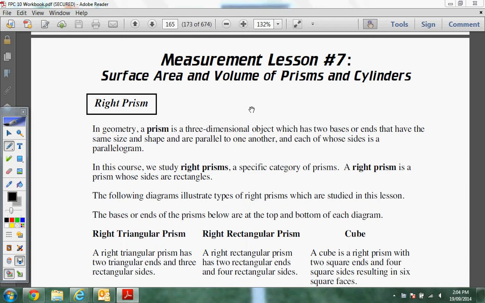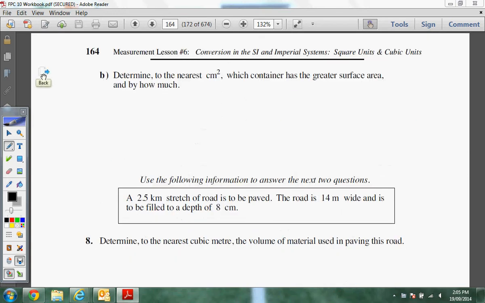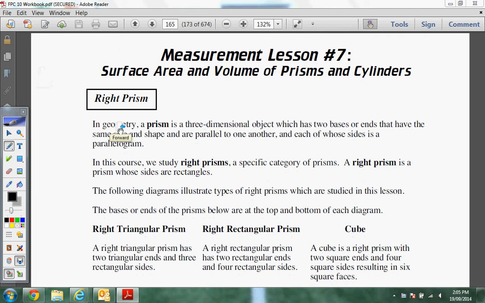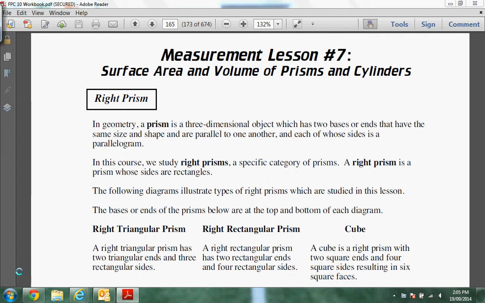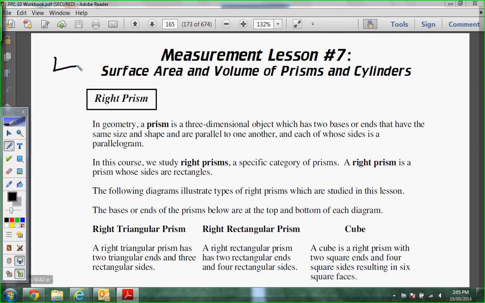So you can have a lot of prisms. If you have a triangle and a triangle, and they're connected by lines, that's a prism. If you have an octagon and an octagon, and they're connected by lines, that's a prism. That's what that means. Any shape. I'll see if I can attempt to draw one. Something like that. Okay, that's a prism.